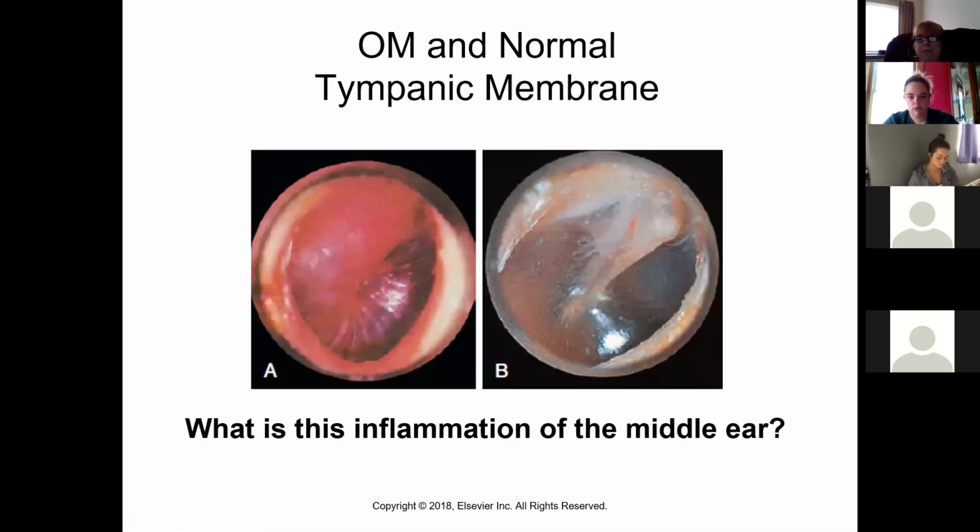So we go back. Okay, this is otitis media on the left and a normal tympanic membrane on the right.